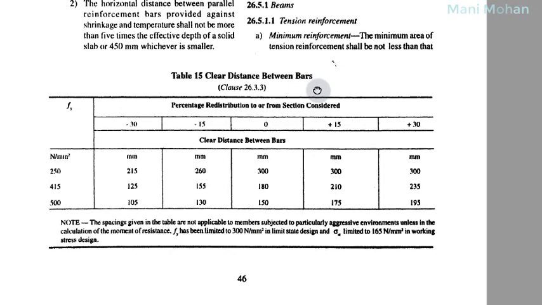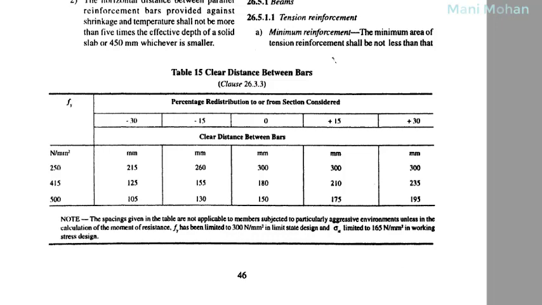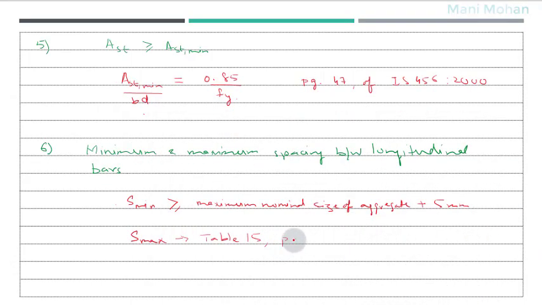So I'll write down maximum spacing. This is given in table number 15, page number 46. Okay. So we have to keep these 6 points in mind when we are designing a singly reinforced rectangular beam section. So let us quickly recap it.